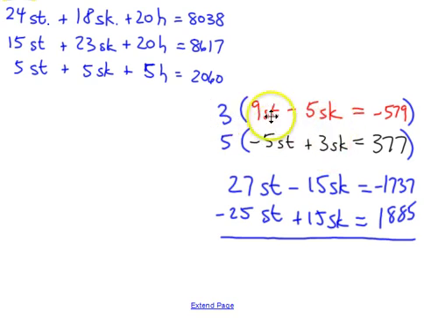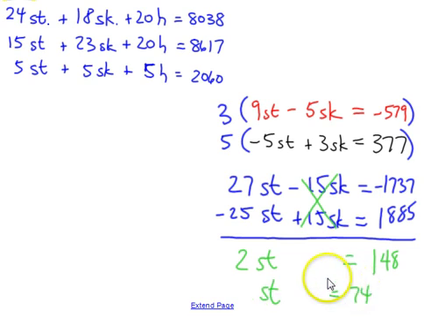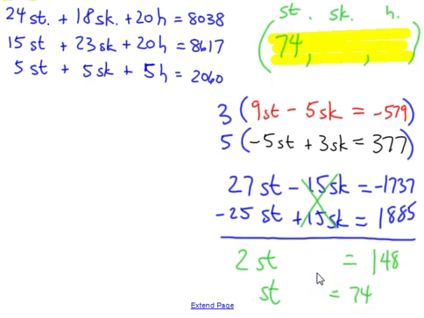I could have multiplied this row by 5 and this row by 9 if I'd wanted to make sticks cancel, but instead I just decided smaller numbers, 5 and 3, I'll make skates cancel. So I multiplied this row by 3, so this is going to be -15, and this row by 5, so this is going to become +15, and notice these are now going to cancel. And so they do, and I'm left now with, if I combine these two blue equations, 2 sticks is equal to 148, so the price of 1 stick is $74, and I put that up there.